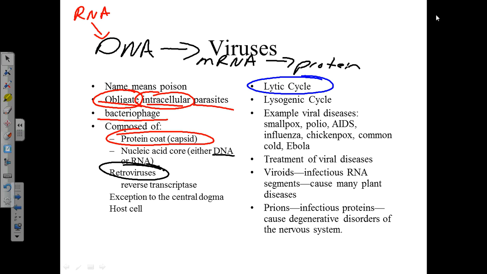But diseases like AIDS and the flu, common cold, and Ebola, those are all what? RNA viruses. And they're constantly changing. So it's almost impossible to have a long-lasting vaccination against them because of all the mutations that are happening.